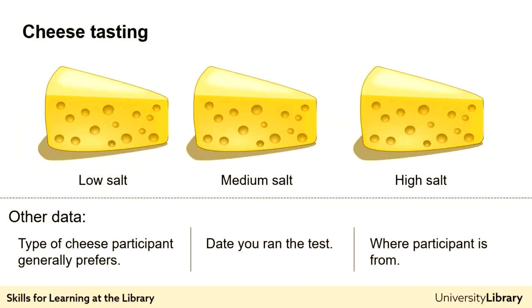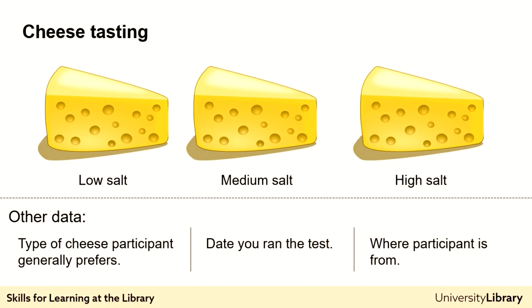For some data you collect, it might be better to leave it out entirely. For example, if you collected data on the type of cheese they generally prefer, or the date you ran the test, these pieces of data are less relevant to the story. For these pieces of data, it may be sufficient to say that you measured these, but that you found no significant impact on the overall results. This may require some statistical analysis.